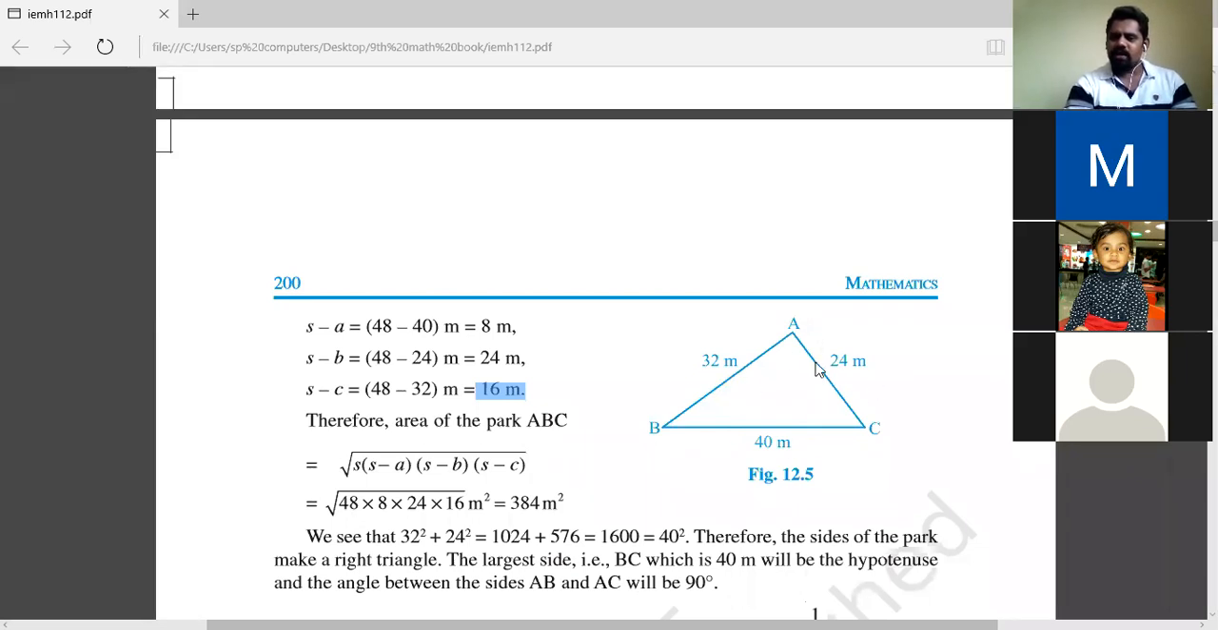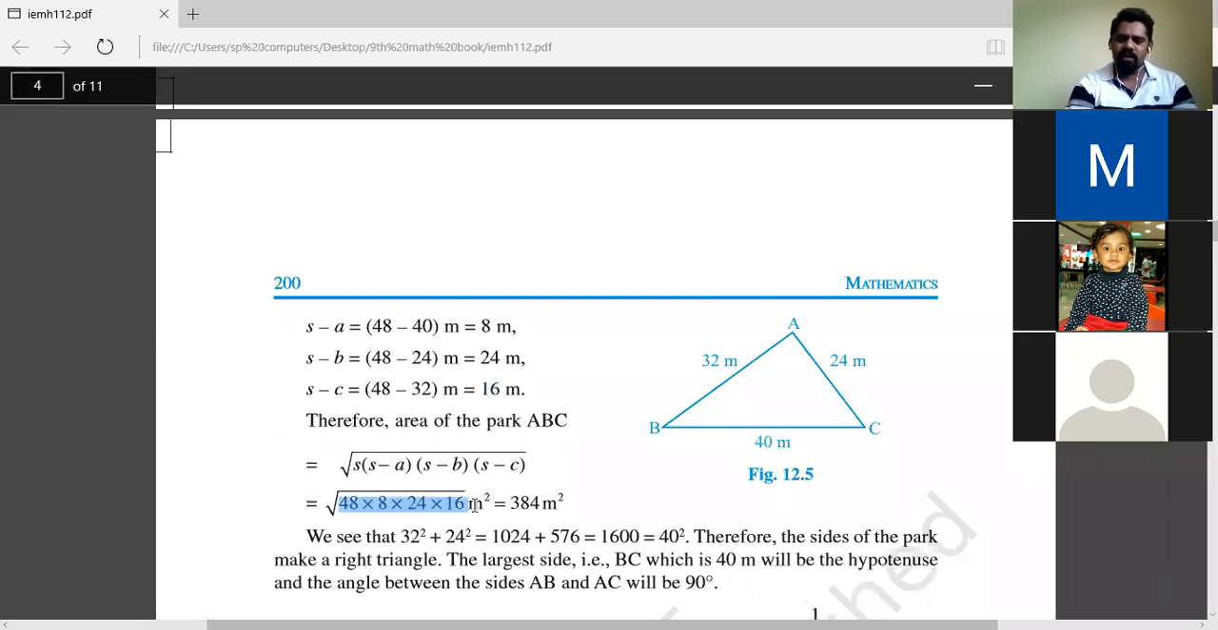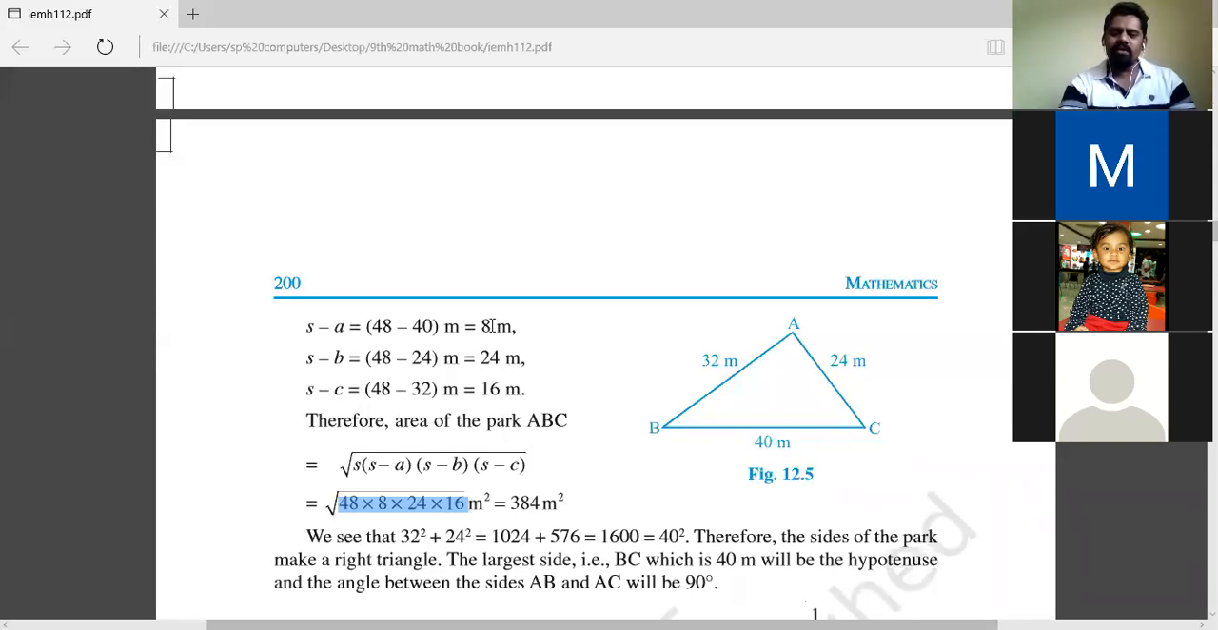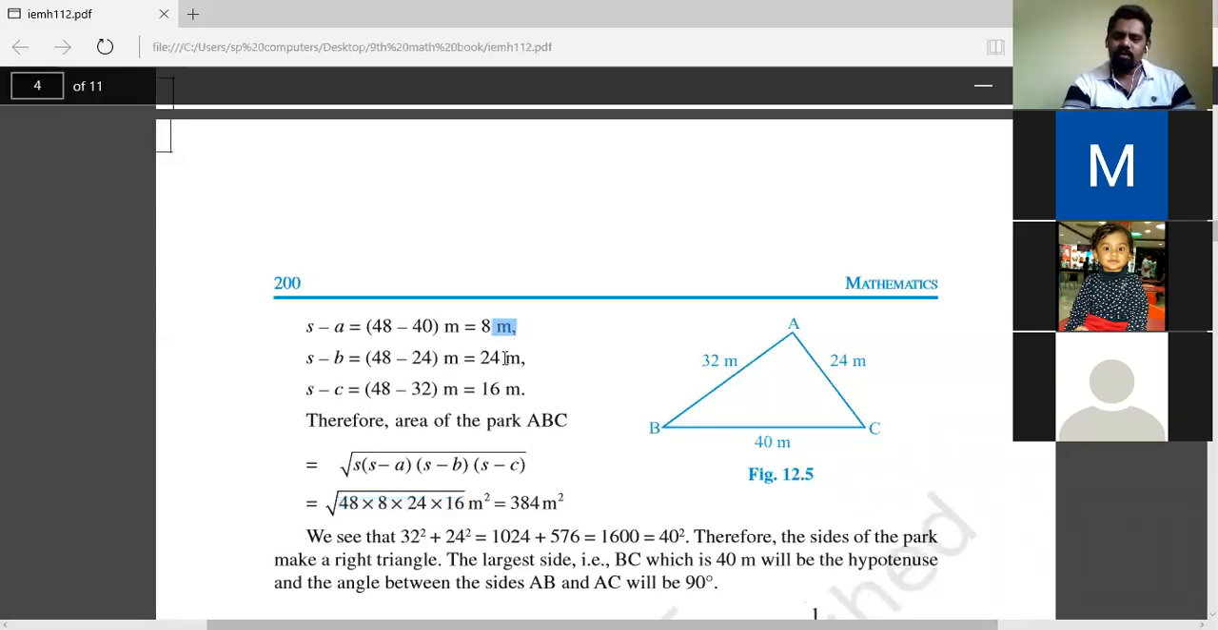is equal to square root of s into s minus a into s minus b into s minus c. s was calculated before, that is 48. s minus a is 8, s minus b is 24, s minus c is 16. The answer will be in meter square. So multiply all these values. What do you get? 384 meter square. The values are in meters only, so the area will be in meter square.